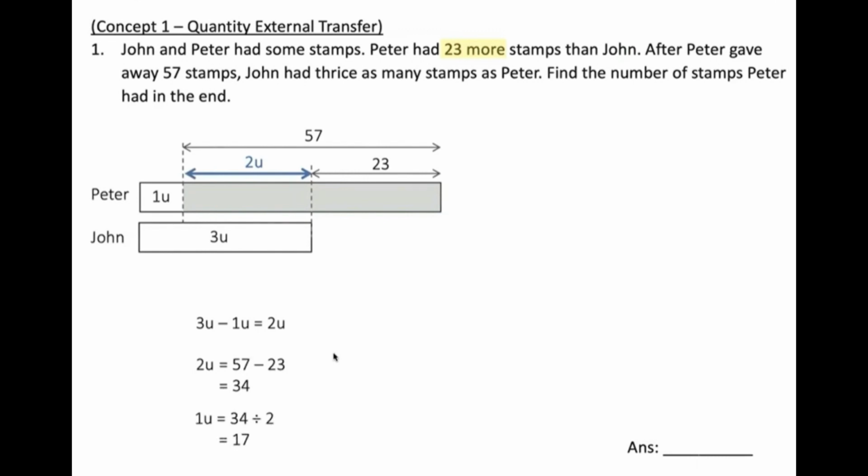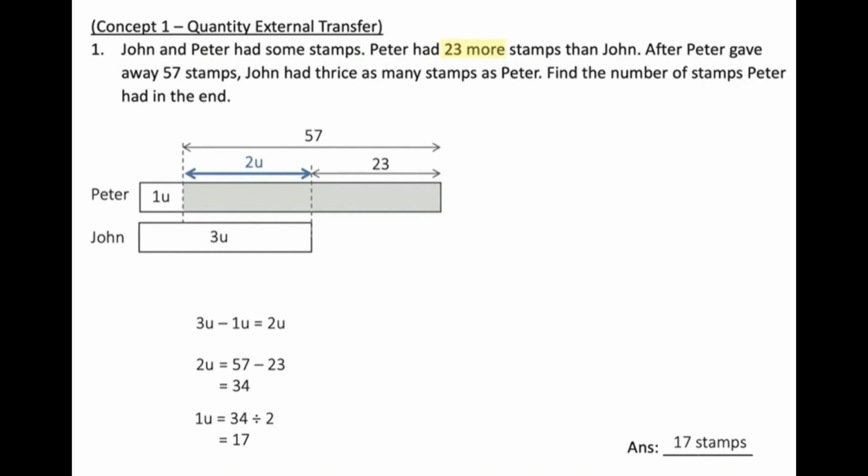Make it a habit every time you get the value of 1 unit, read the question again. Read the question again to make sure you answer the right question. Find the number of stamps Peter had in the end. So we are looking at how many stamps Peter had in the end. So we are talking about this 1 unit, not the entire bar of Peter, but what is left unshaded, which is 1 unit. So the answer is 70, 1 unit.